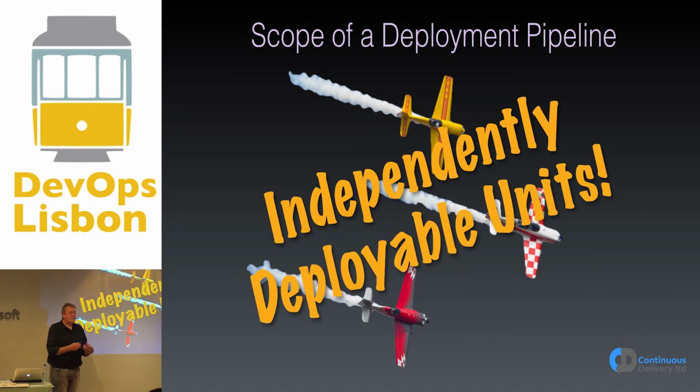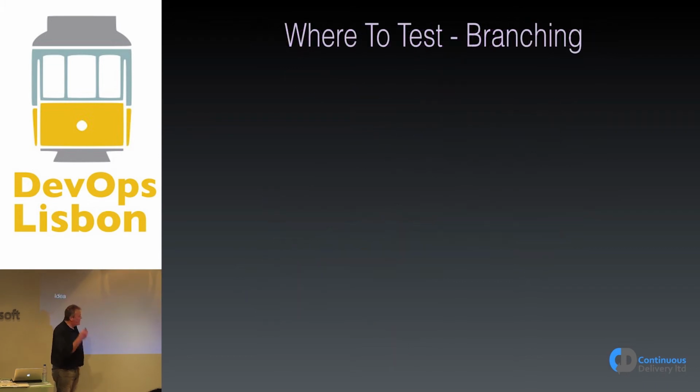Right, so we want these things to be independently deployable units. That's the scope of the deployment pipeline.